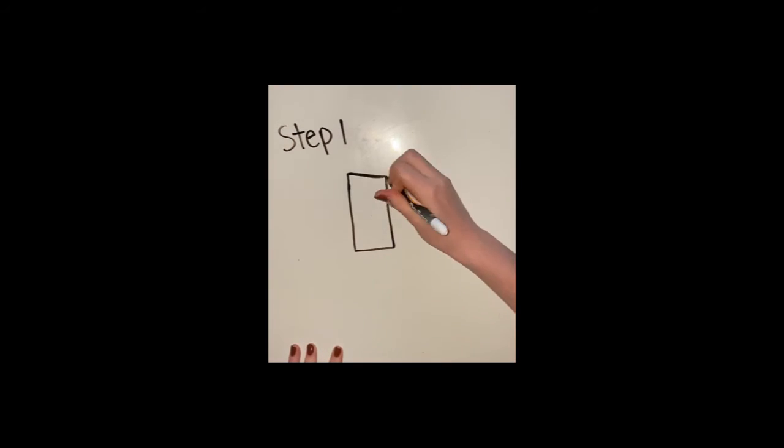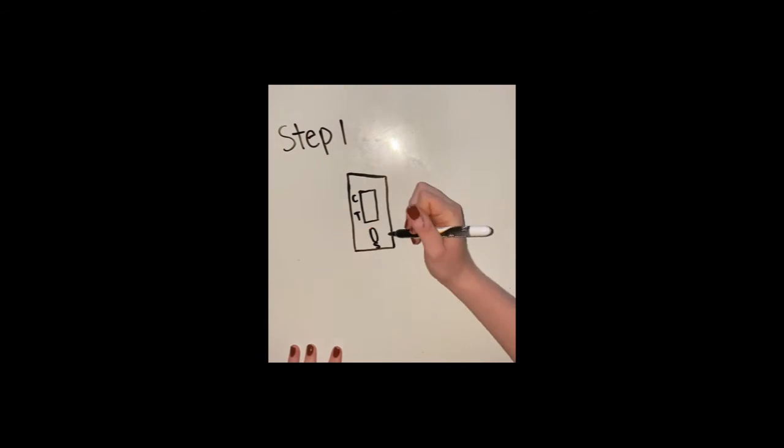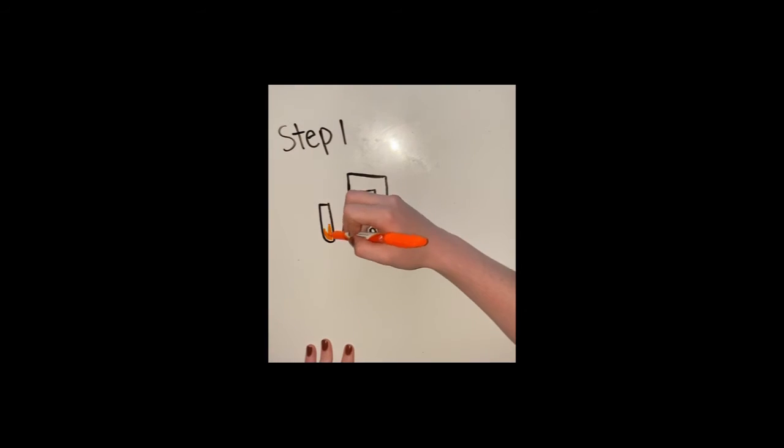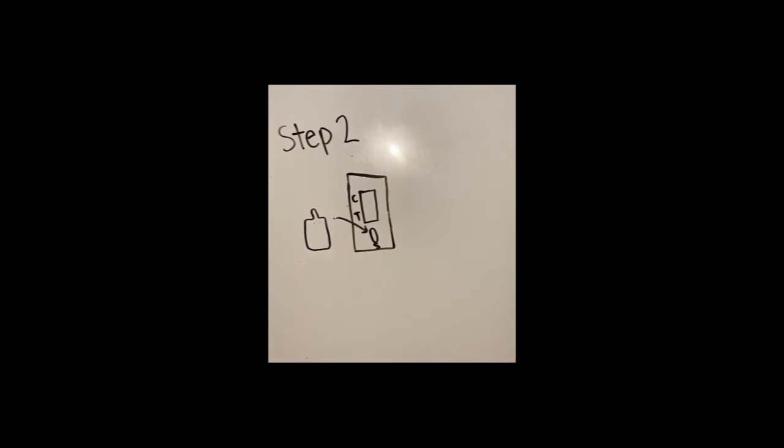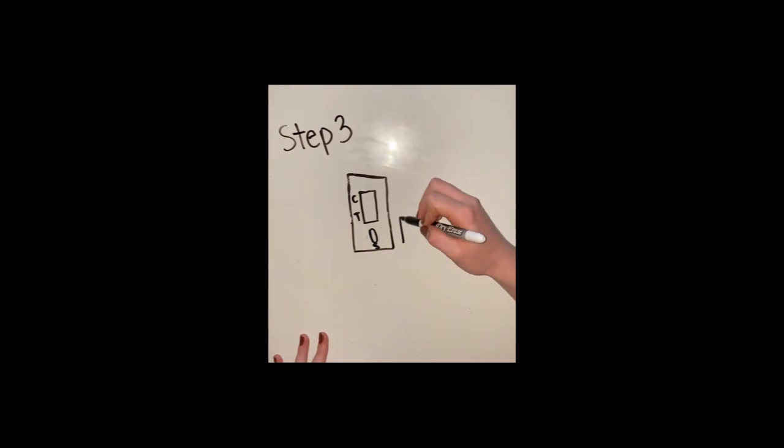COVID-19 rapid serology antibody test. Step 1. Add a drop of serum. Step 2. A buffer is added. Step 3. The sample moves across the lateral flow test.